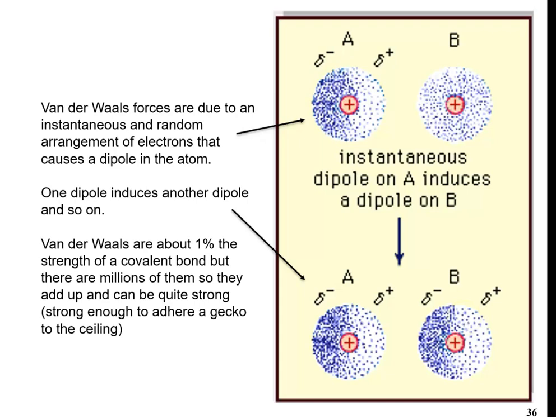Van der Waals forces are about 1% the strength of a covalent bond, but there are millions and millions of these interactions, so they add up and can be quite strong. The classic example I was always given was a gecko. The reason that it's able to stick to the ceiling is because of van der Waals forces between its toes and the ceiling itself.